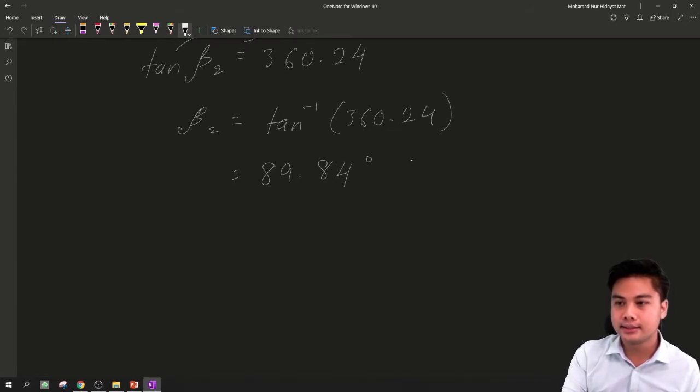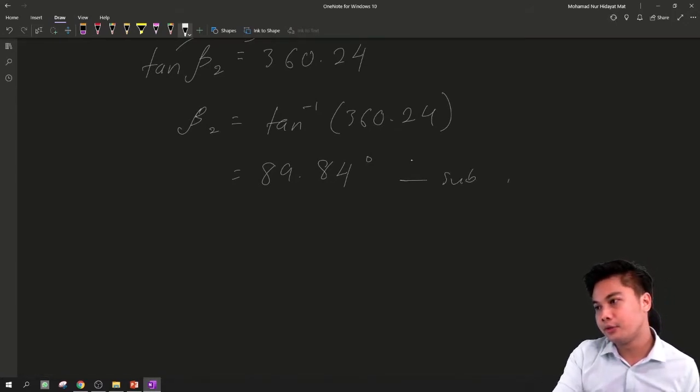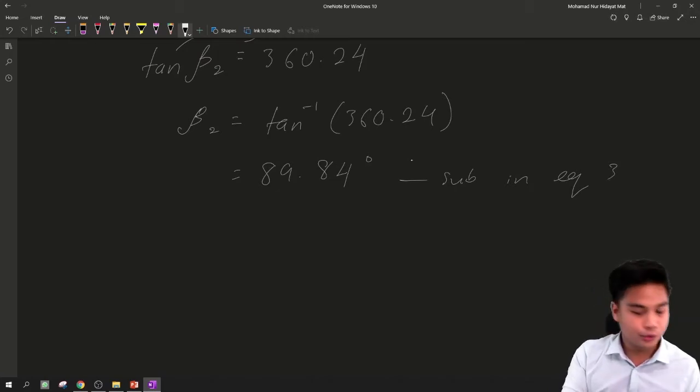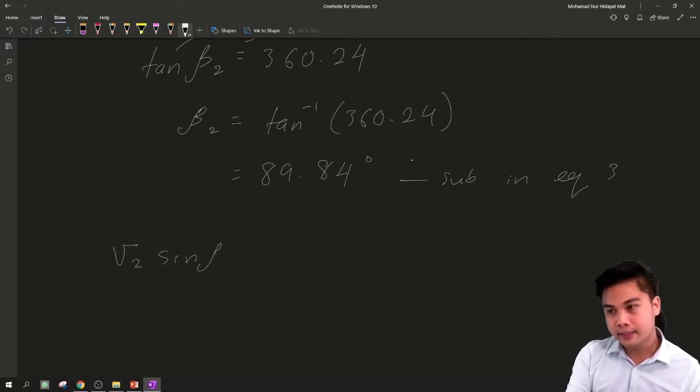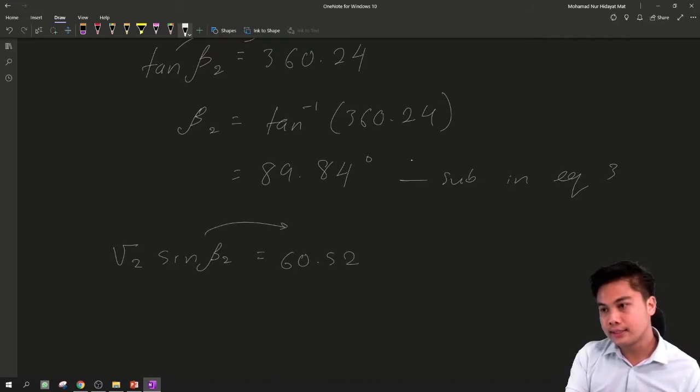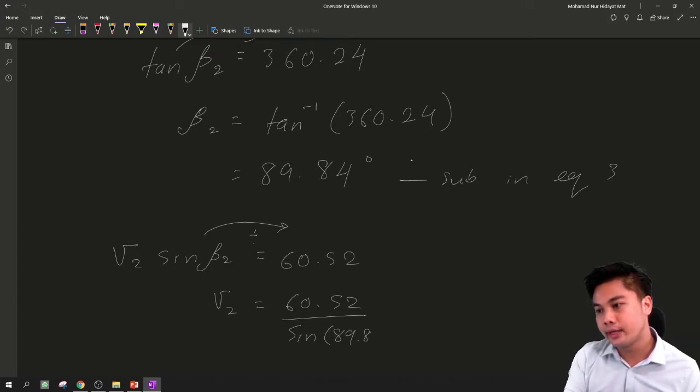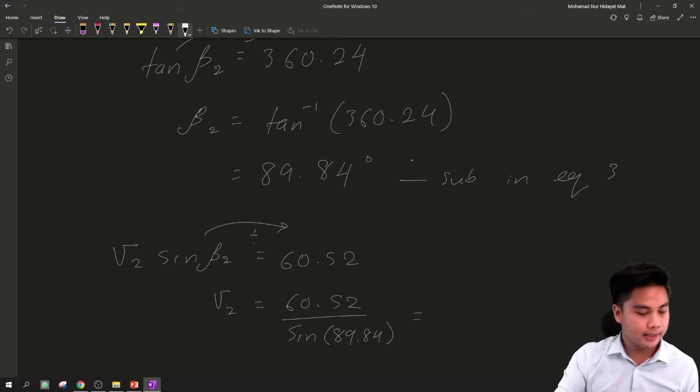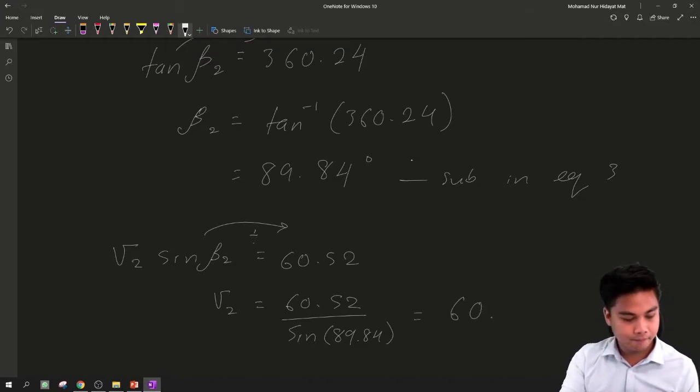So by using beta 2, substitute into equation 3. We know that equation 3 is V2 sine beta 2 equal to 60.52. So move to the other side, divide: V2 equal to 60.52 over sine beta 2, which is 89.84 degree. So the final answer for V2 is 60.5 meter per second.